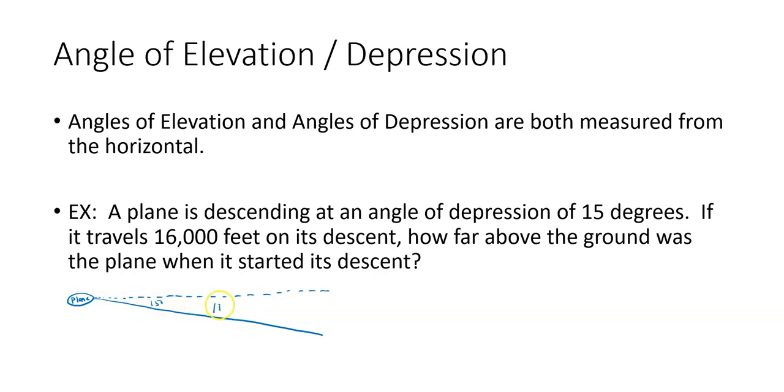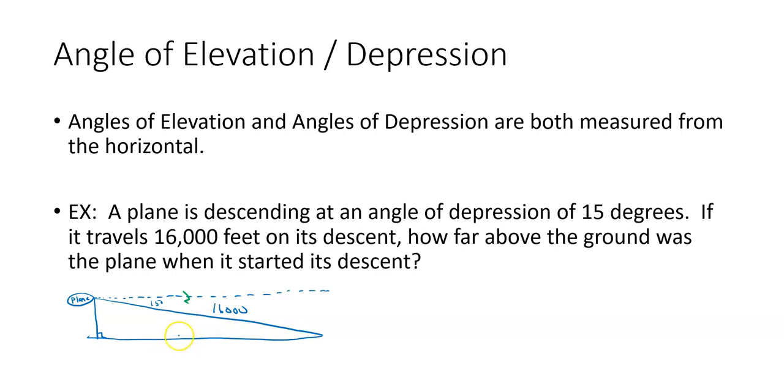It travels 16,000 feet. How far above the ground was the plane when it started its descent? So I'm making myself a right triangle. Now, I'm going to dig back into your memories of high school geometry here. That 15-degree angle up at the top is outside the triangle. But we got two options.